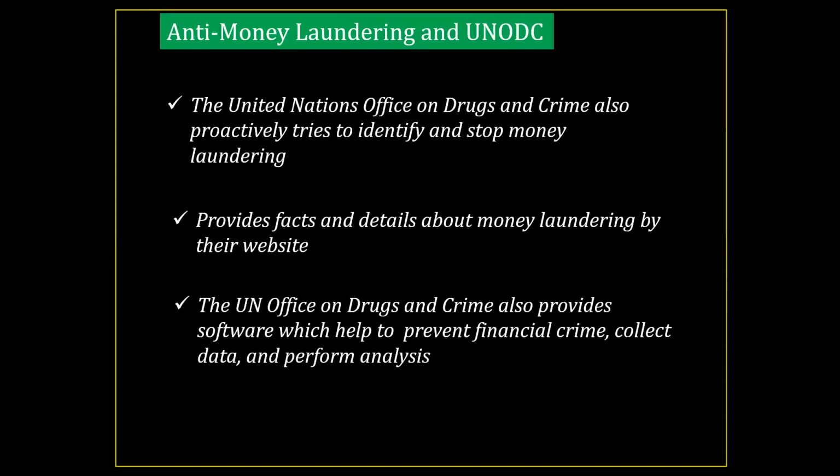not notice. The next thing that we are going to talk about is anti-money laundering and UNODC. In addition to the FATF, the United Nations Office on Drugs and Crime also proactively tries to identify and stop money laundering. This office has an informative website that provides facts and details about money laundering, as well as how it can be spotted and prevented. The UN Office on Drugs and Crime also provides software that can be used to help prevent financial crime, collect data, and perform analysis. The World Bank also provides information on its website about money laundering, as well as offering a plethora of advice to help both government and private enterprises end the money laundering epidemic.